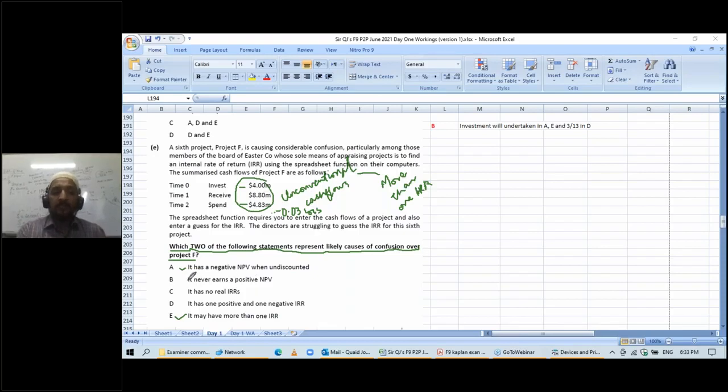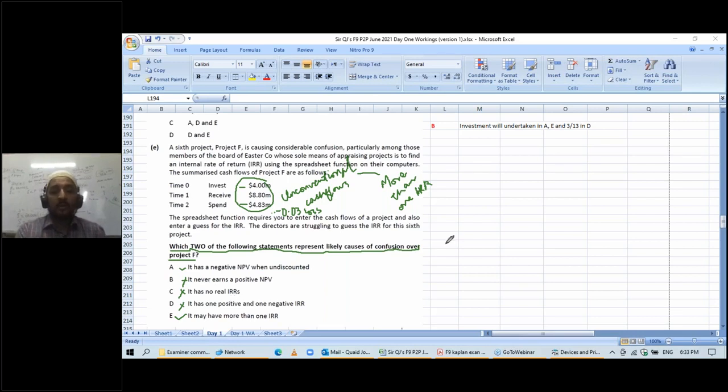Otherwise, these three are not confusing, because it does have an IRR, and one positive and one negative IRR is not like that. There are two positive IRRs. So that one is also not confusing. And then it never earns a positive NPV, so there's no confusion. It does earn positive NPV.